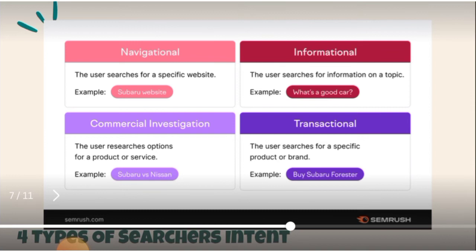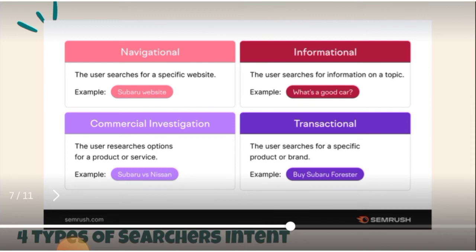So it's navigational, like the name navigational. I want to go to somewhere. I want to go to this particular place. So the person already has information about where he's going or where he's heading, and he wants to go there directly. So he just searches for something like Subaru website.